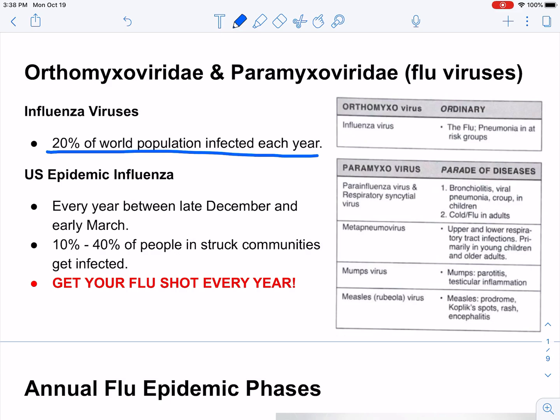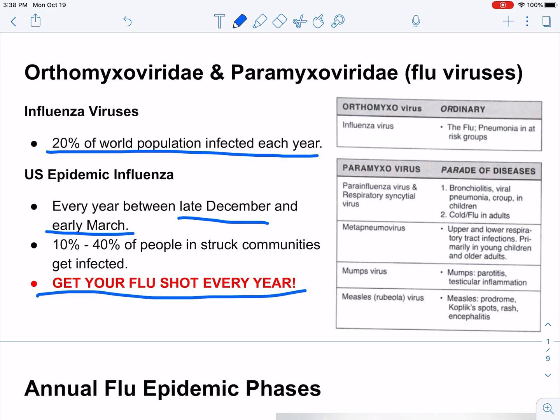And the U.S. has epidemic influenza, which means it does occur annually, usually between late December and early March. And 10 to 40% of people will get sick inside a community where there's an outbreak, and that includes schools. And that's why you need to get your flu shot every single year.